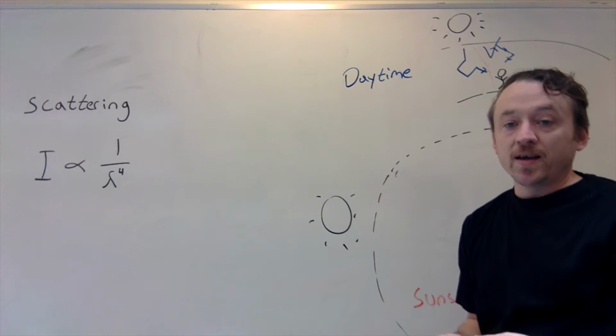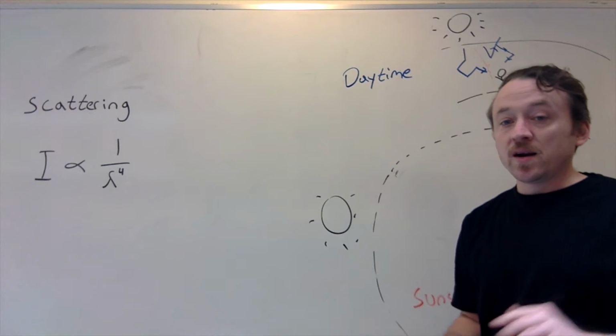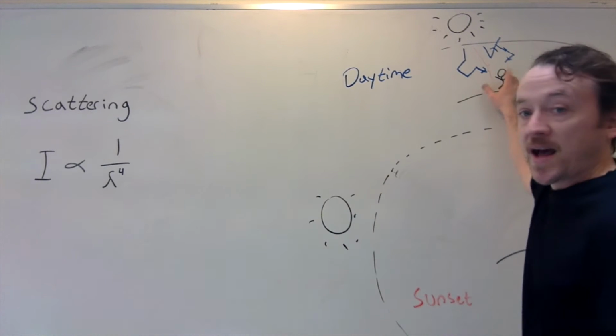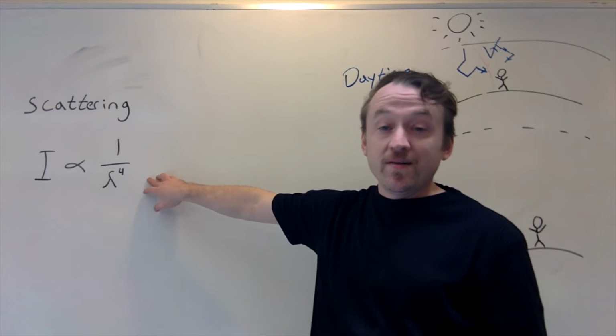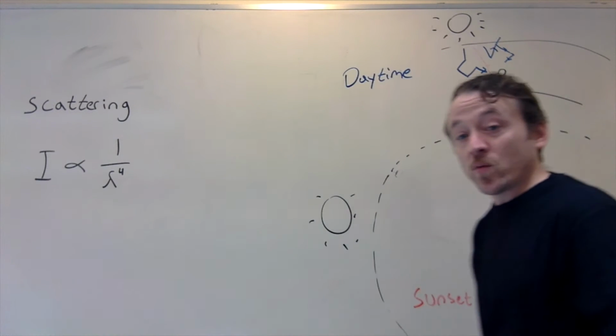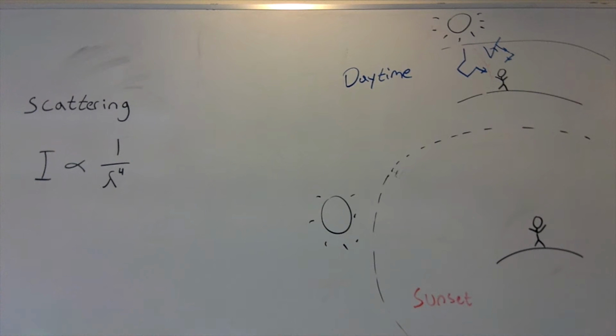A lot of people would think it's the reflection of the water on Earth, but in reality, it has to do with scattering and the intensity of the light being proportional to 1 over the wavelength to the 4th. Now let's look at the case of the sunset here.